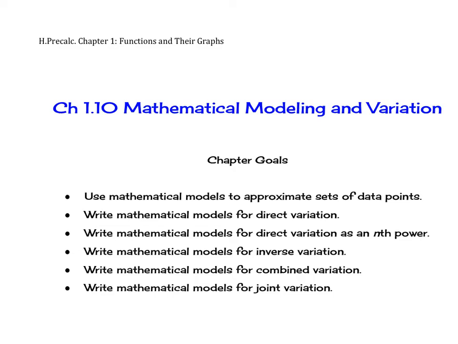Chapter 1.10, Mathematical Modeling and Variation. Our goals are: we're going to use mathematical models to approximate sets of data points, write mathematical models for direct variation, write direct variation as an nth power, write models for inverse variation, for combined variation, as well as for joint variation.